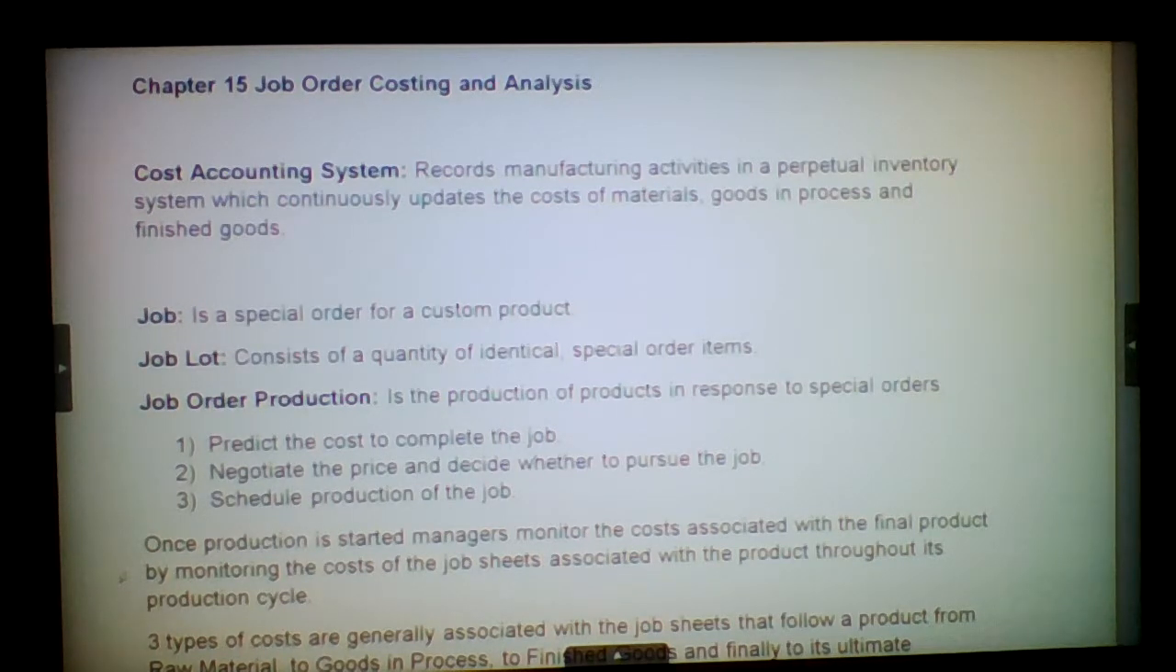Job order production is the production of products in response to special orders. Three steps to it: one, predict the cost to complete the job; two, negotiate the price and decide whether to pursue the job, because it may not be beneficial to you to pursue it if the price is too low; and three, schedule production of the job. Once production is started, managers monitor the cost associated with the final product by monitoring the cost of the job sheets associated with the product throughout its production cycle.